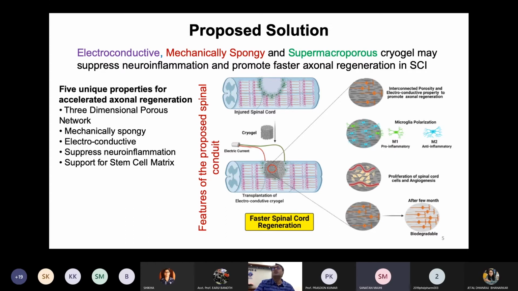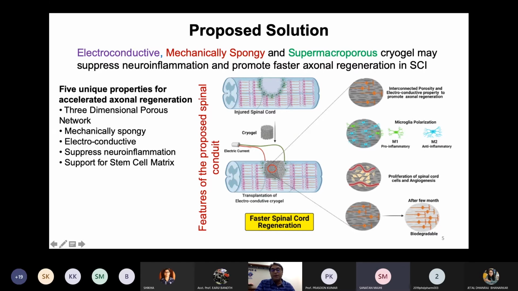And in future, probably either this material alone or along with the combination of stem cells can provide a full solution for faster axonal regeneration. The idea is that the material will be implanted at the injury site, and after placing it, it provides all the material properties for making connections and helping in repairing and decreasing the inflammation.